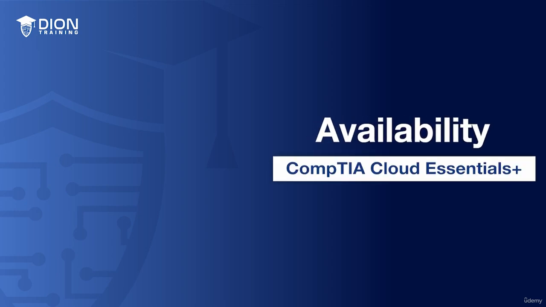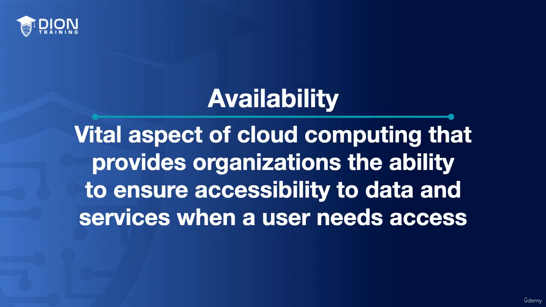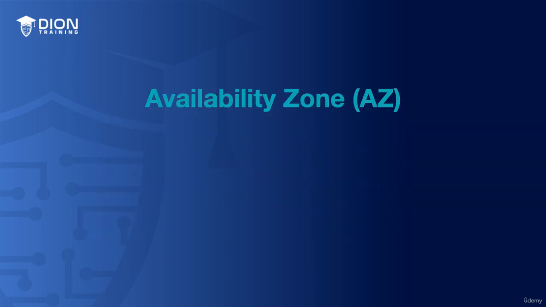In this lesson, we're going to focus on availability in the cloud. A vital aspect of cloud computing is the ability to ensure accessibility to data and services whenever an end user needs to access them. To accomplish this, you should use availability zones and geo-redundancy, both of which are critical to ensuring high availability and resilience.